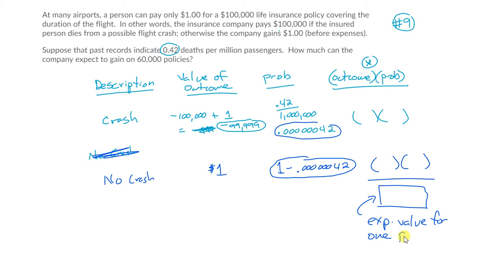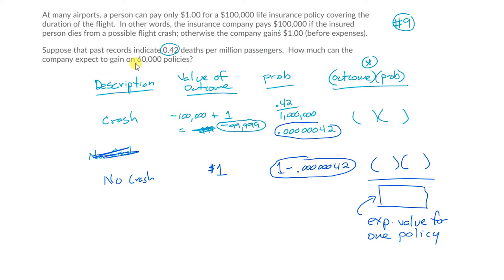Now hopefully that's positive. It should be a positive value because the company's in business to make money. If it turns out negative, you probably did something wrong, because that means the company loses money on each policy. So it should turn out to be a positive number less than $1. It should be something in the cents range, because you can't make more money than you're charging for the policy. So it should be something between 0 cents and 100 cents. And that's per one policy.